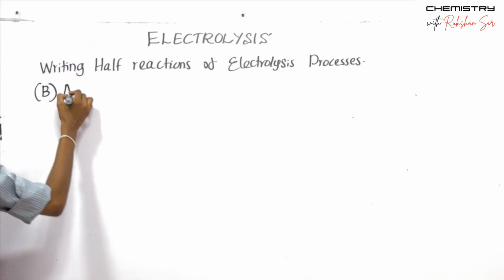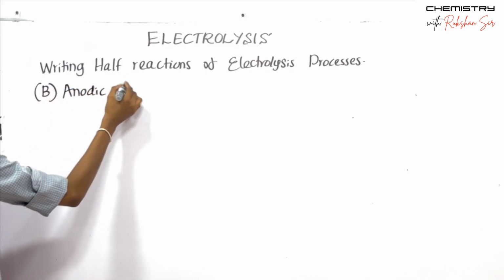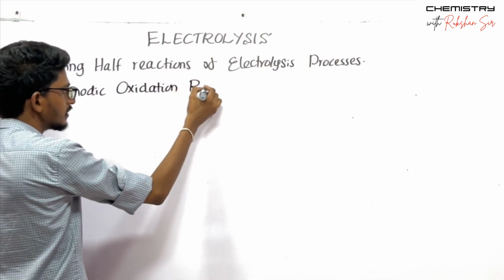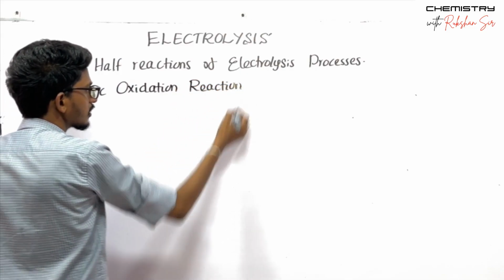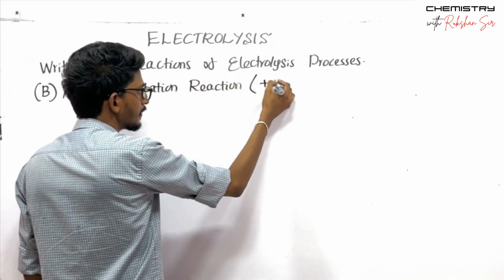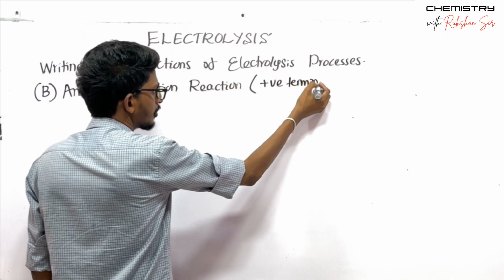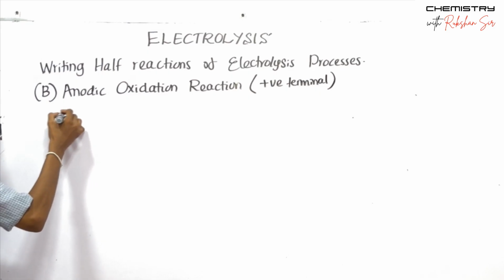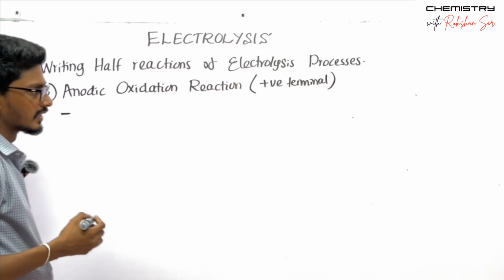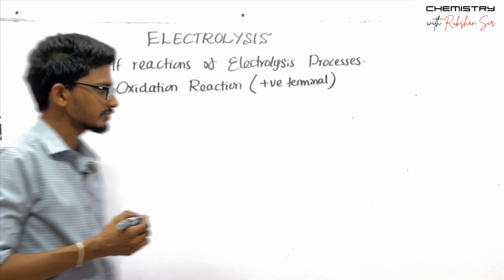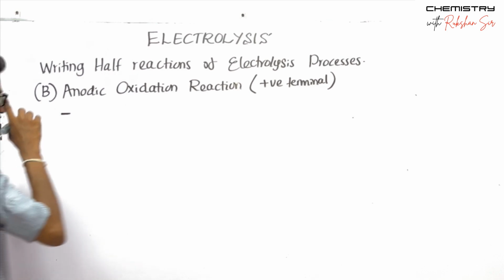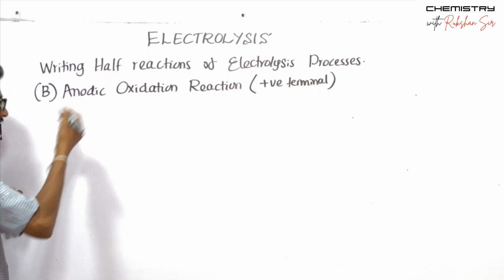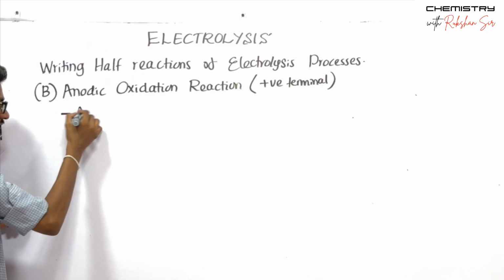Right. Anodic oxidation reaction. So anode is your positive terminal. So first, which species will get attracted to anode? So anions. Anode is positive terminal, so negative ions, that means anions, towards anode, the anions will get attracted, right? Anions.